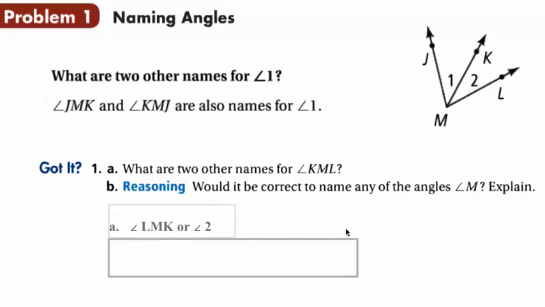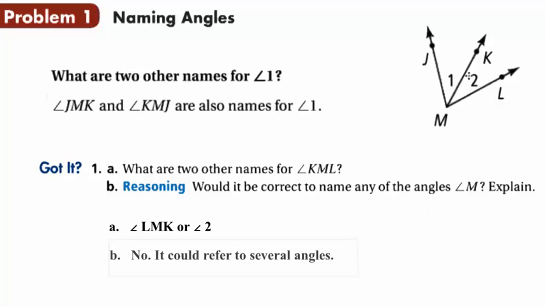Two other names for angle KML are LMK, remember you have to keep that vertex in the middle, or angle 2. Part B, is it correct to name any of the angles M? No, because that's ambiguous. Whenever there's more than one angle with that vertex, you have to use all three letters.